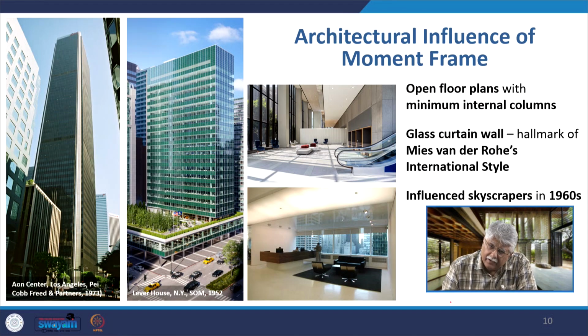What was the architectural influence of the moment frame? It was very massive at the time because a lot of such cuboidal glass and steel buildings came up all over the world. It had an open floor plan with minimum internal columns. It had a glass curtain wall, as you see here in the Lever House by Skidmore, Owings and Merrill, across the road from the Seagram Building, and it was the hallmark of Mies van der Rohe's international style. Most of the skyscrapers of the time were influenced by this in the 1960s.